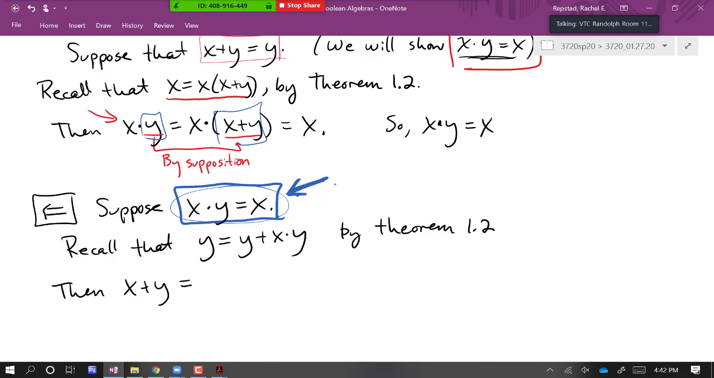Say that again? Replace the x with x times y. We could replace the x with x times y. Yeah, we could definitely do that.